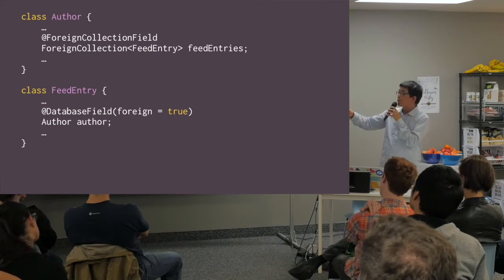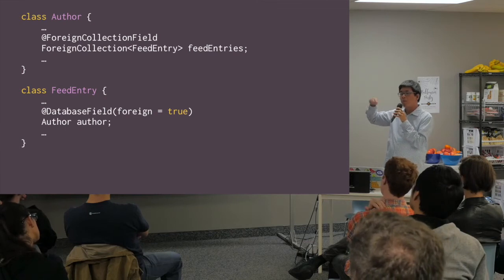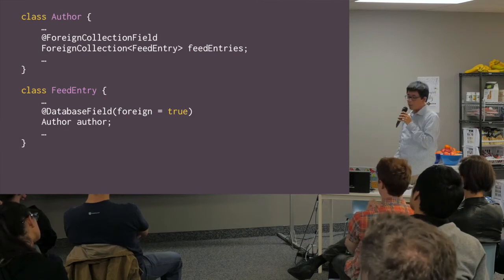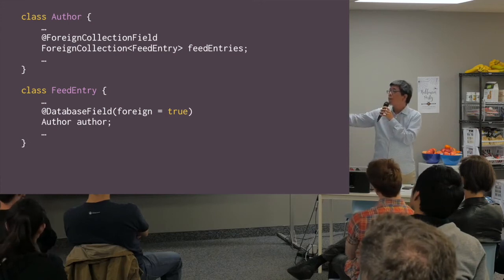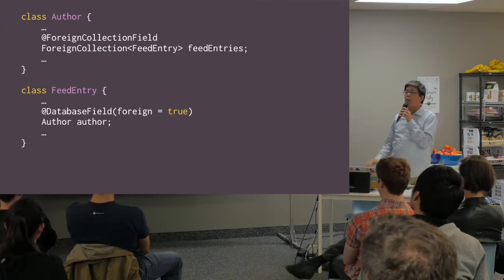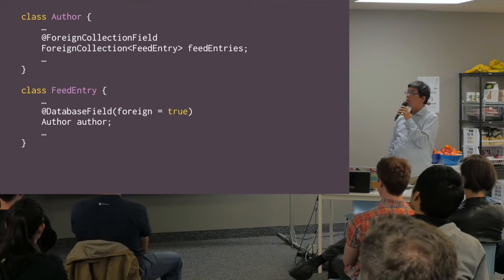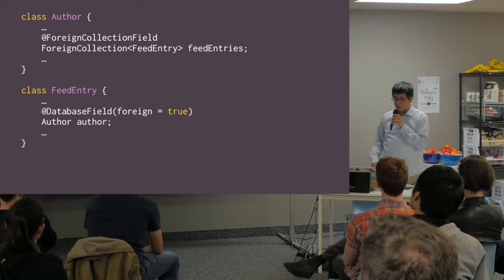And then you have the reverse from the feed entry. You say that that author is not an attribute of my table, it comes from a different table. And so when you fetch a feed entry, it will fetch the associated author, and you can just access it like you would any other member field in your object.